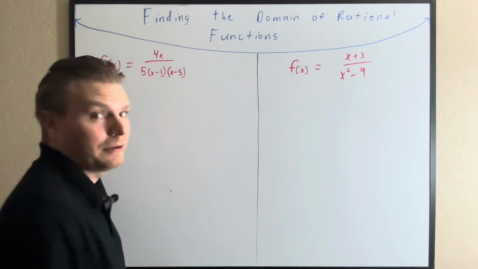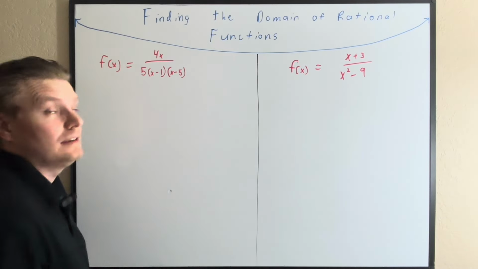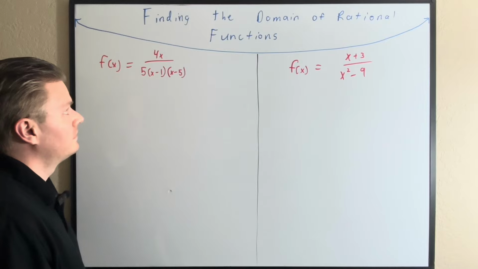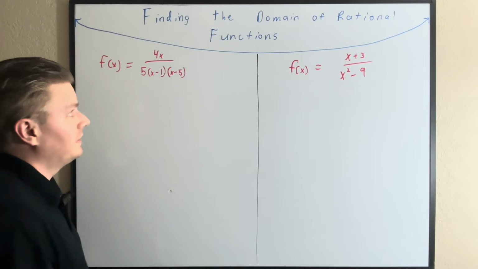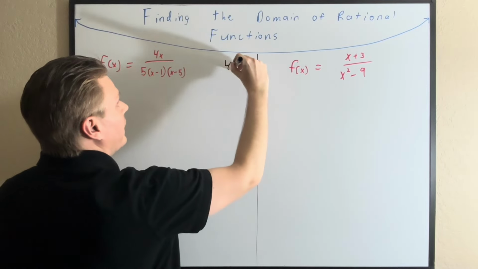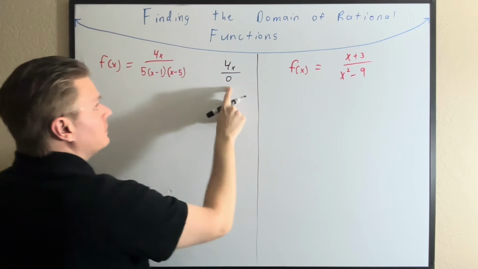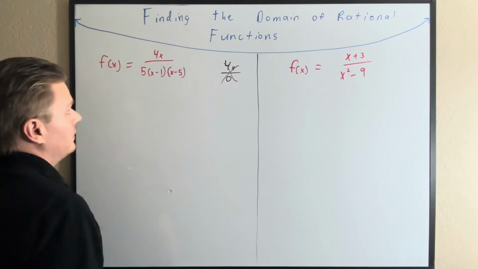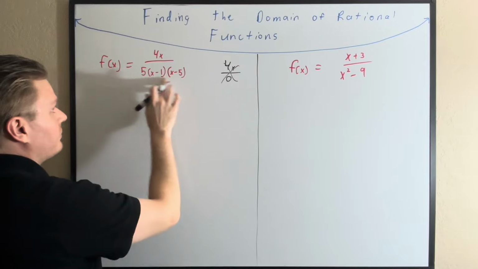All right, in this video, I'm going to go over finding the domain of rational functions. Now, the only thing you need to remember is that you cannot have a zero in the denominator, right? Because that will be undefined. So we can't have a zero anywhere here.